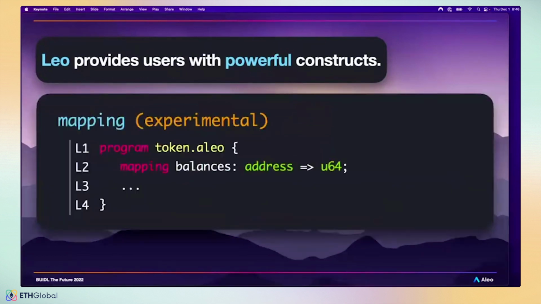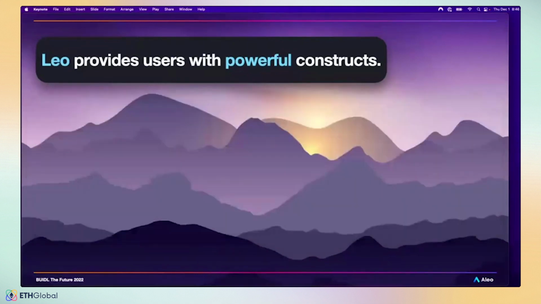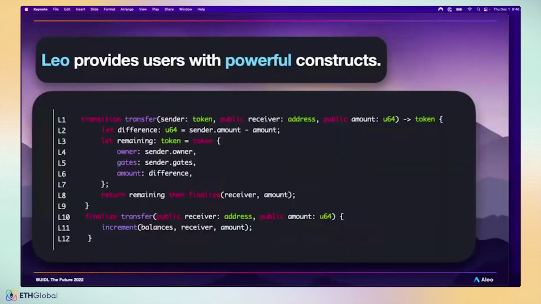So mappings are an experimental feature in Leo and in Aleo. But these are essentially similar to mappings like you have in Solidity. They're effectively maps from a key type to a value type. In this case, you have a mapping balances that maps from addresses to U64s. So how do we actually interact with mappings? Here we have a modified version of the original transfer function, or transfer transition. And let's walk through it and see what the differences are.